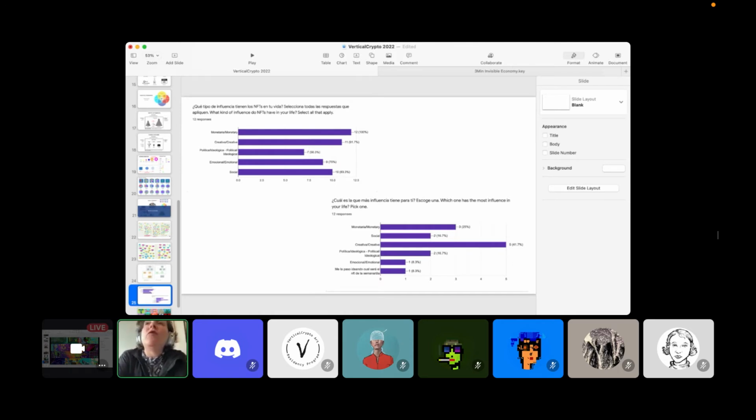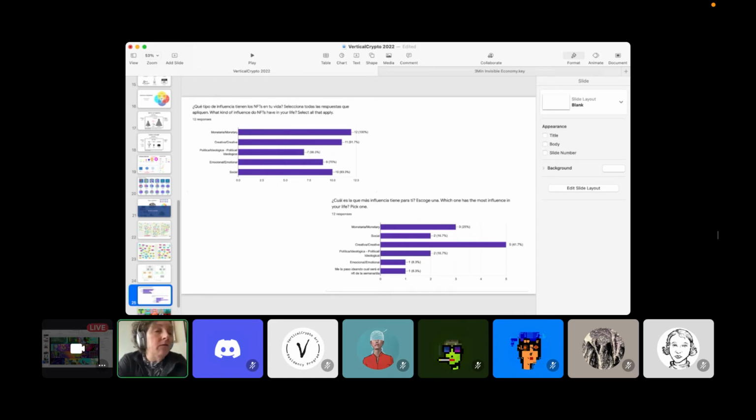because at the beginning none of them knew what an NFT was, none of them had a digital wallet, none of them knew what MetaMask was, none of them had any clue because it didn't exist. And so we wanted to see 4 years later how people felt about it. And I asked, what kind of influence do NFTs have in your life?